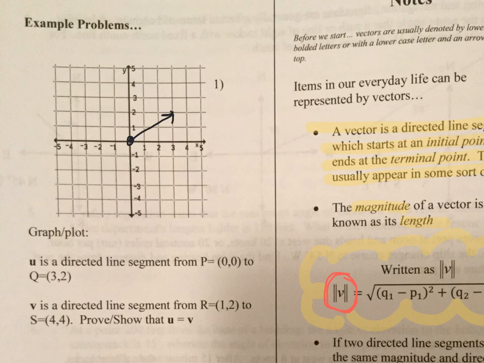We put a dot, which is called our tail. And this arrow piece up here is called our head. So now we've drawn that vector, and I did that in black. Now in blue, I'm going to do vector V. It says that vector V is a directed line segment from R, which is at 1, 2, to 4, 4. So there's my other vector.